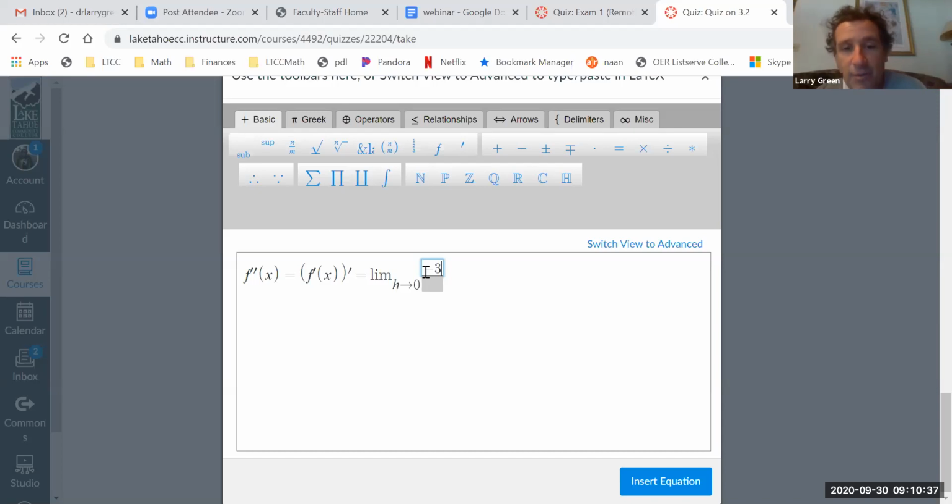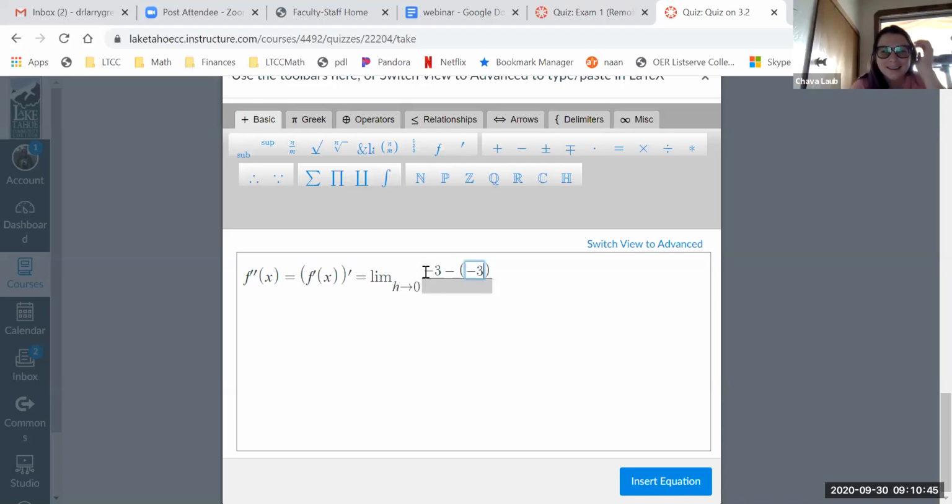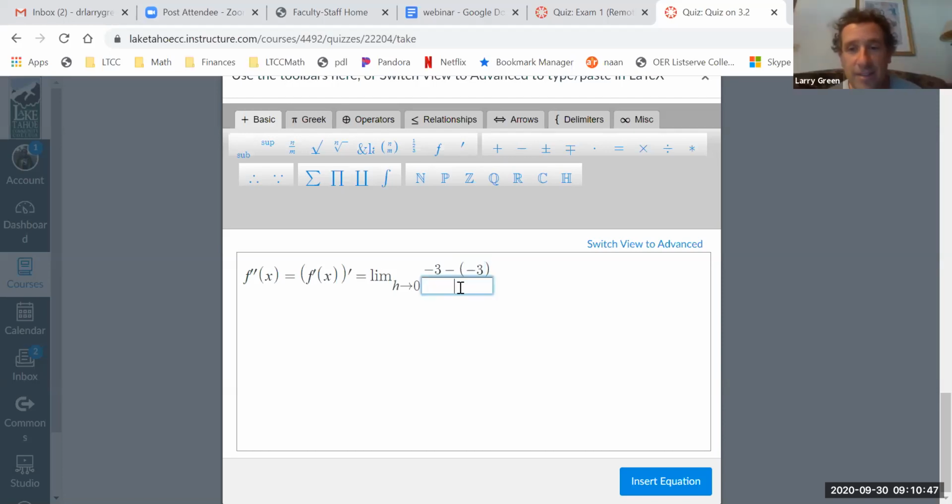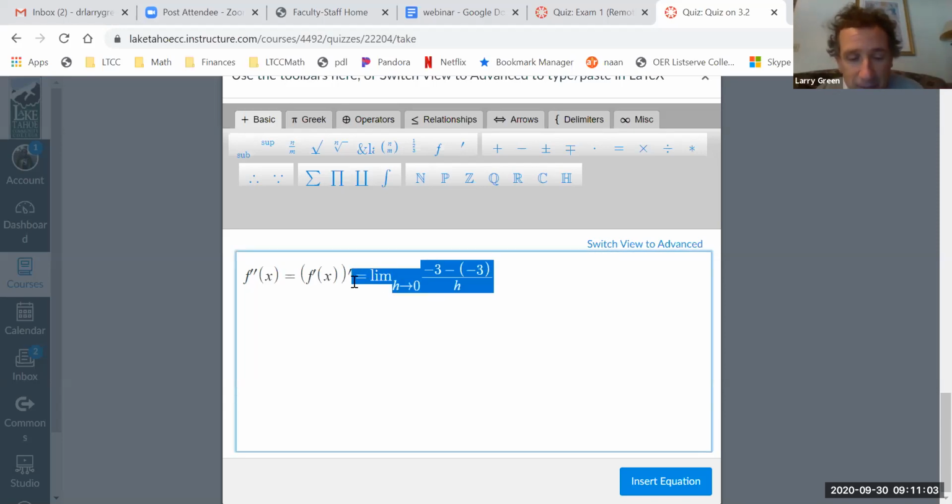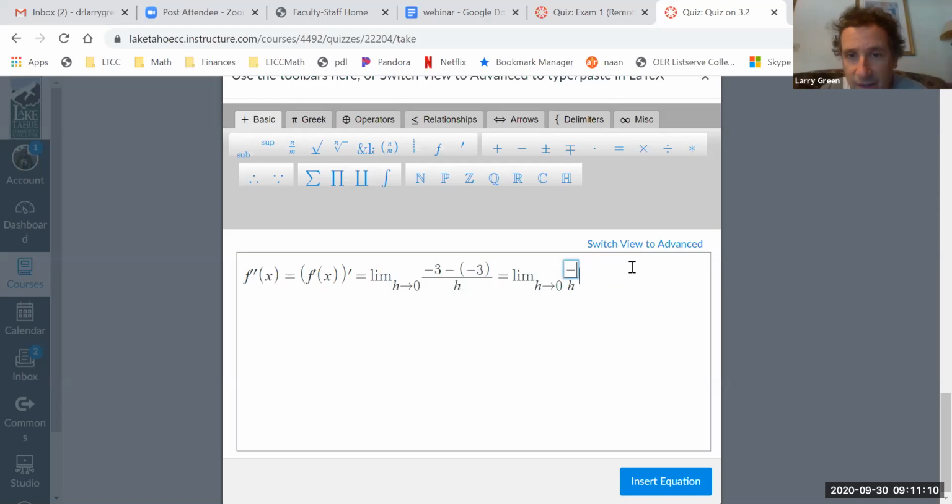So we have that f of x plus h is negative 3. What's f of x? Also negative 3. Constants are the easiest functions in the world. Whatever gets put in, the number that it's the constant of gets pushed out, and the number is negative 3 all over h. What's negative 3 minus negative 3? 0. Yep. So this is the limit as h goes to 0 of 0 over h.